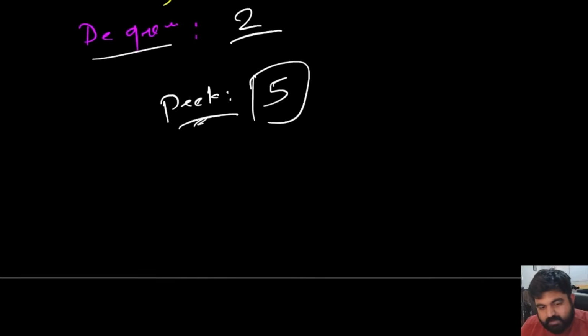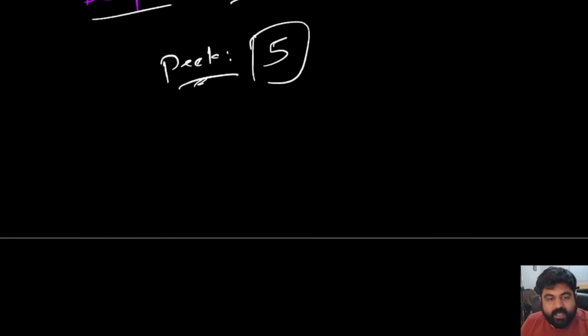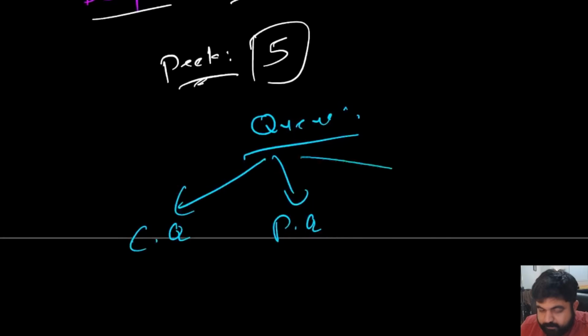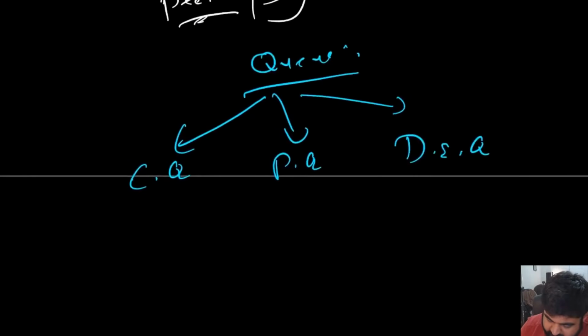Now a queue is not as simple as a stack, and a queue actually has 3 different variants. So let's talk about what the categories of queue are. The number 1 category of a queue is a circular queue. The second category of the queue is a priority queue, which is pretty important. And the third variant of the queue is the double-ended queue. So let's talk about each one of them one by one.